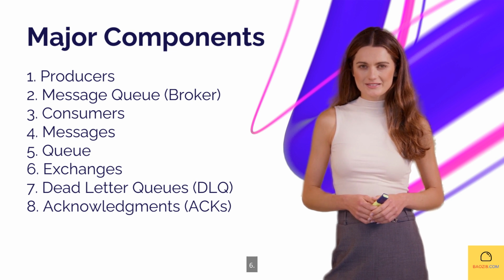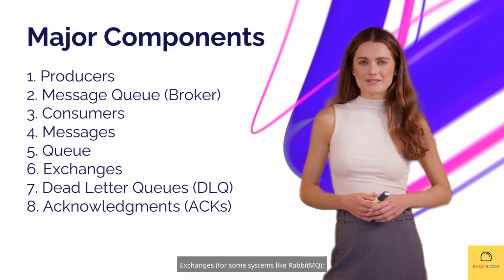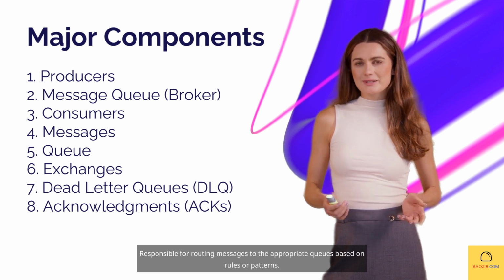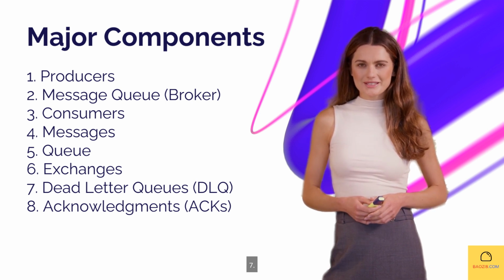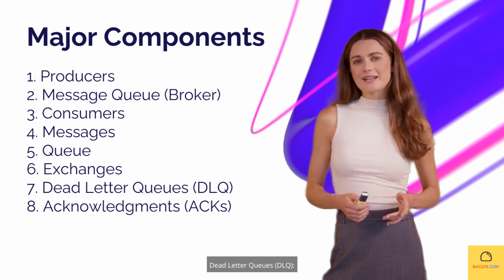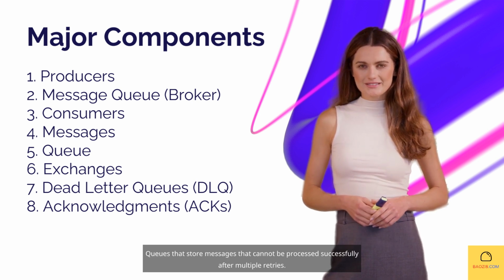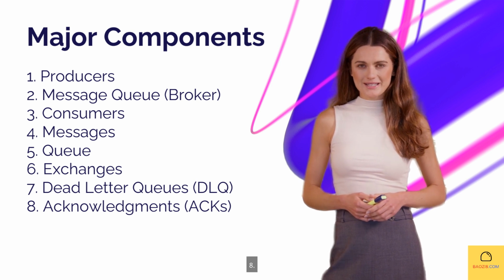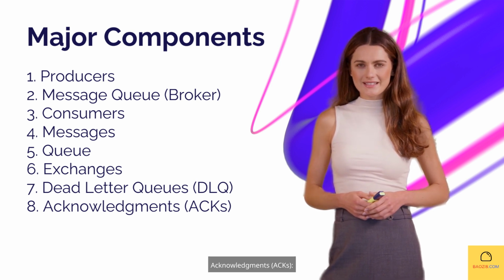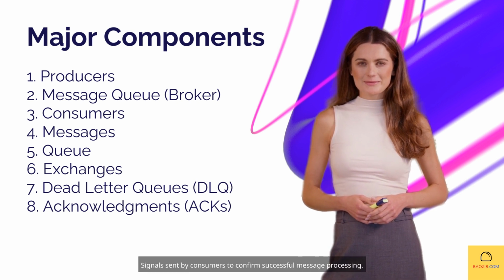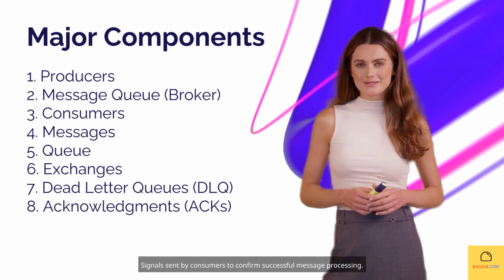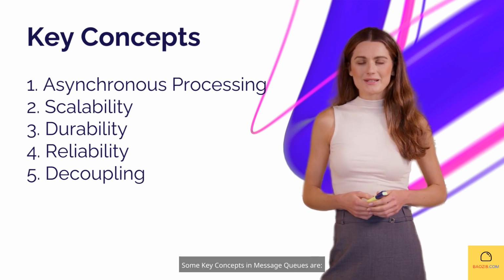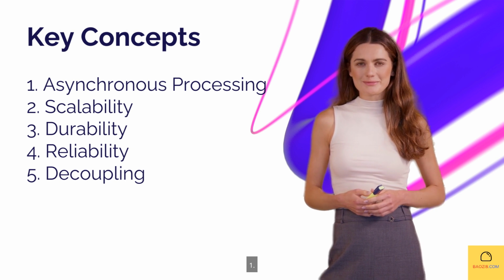6. Exchanges, for some systems like RabbitMQ, responsible for routing messages to the appropriate queues based on rules or patterns. 7. Dead letter queues, DLQ. Queues that store messages that cannot be processed successfully after multiple retries. 8. Acknowledgements, ACKs. Signals sent by consumers to confirm successful message processing. This ensures reliable delivery.